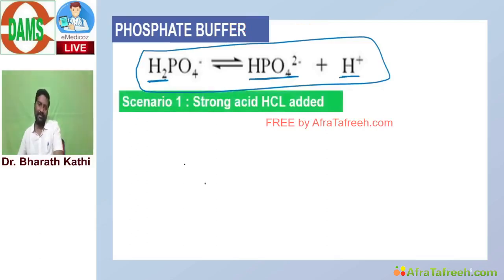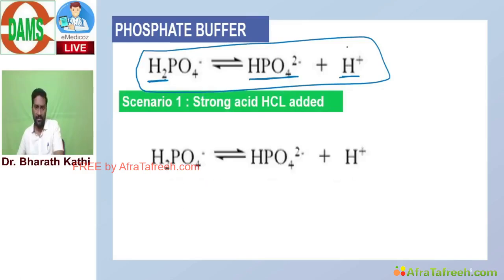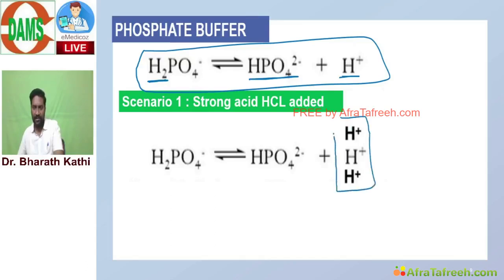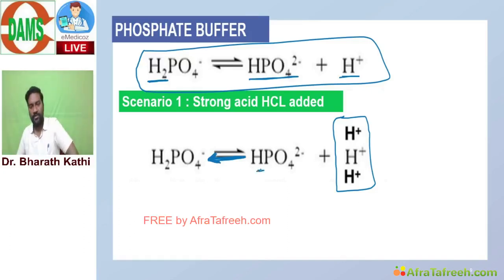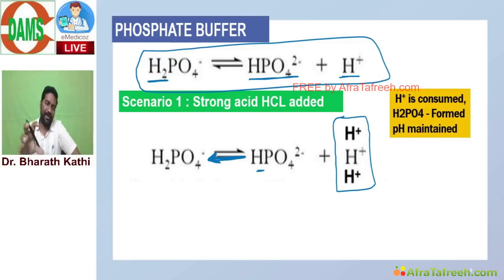Whenever a strong acid such as HCl is added, a lot of H plus gets accumulated in the body. Now because H plus has increased, this side the substances have increased, so the reaction will predominantly move in this direction. All the excess H plus found in your body now binds with monohydrogen phosphate, giving rise to dihydrogen phosphate. Because H plus is getting consumed by the phosphate buffer, the change in pH is minimized.